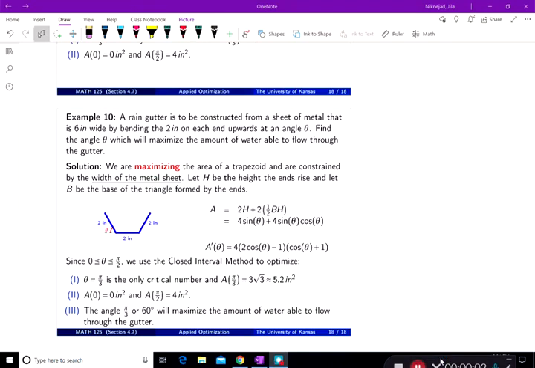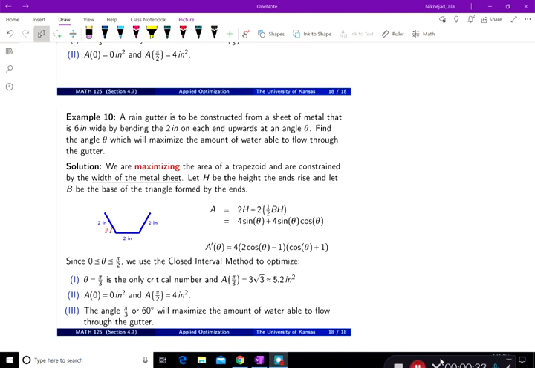Continuing with section 4.7 and the last example. This time around, we're talking about a rain gutter that is to be constructed from a sheet of metal that is 6 inches wide by bending 2 inches on each end upward at an angle theta. Find the angle theta which will maximize the amount of water able to flow through the gutter.